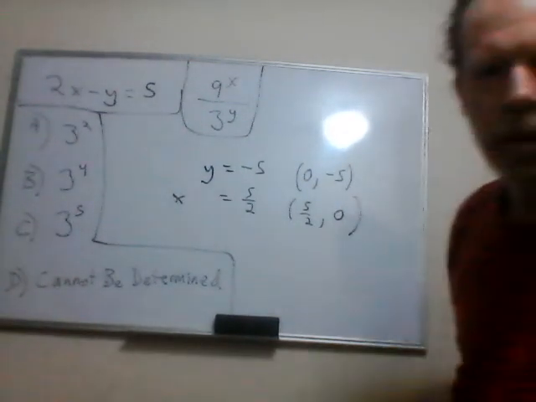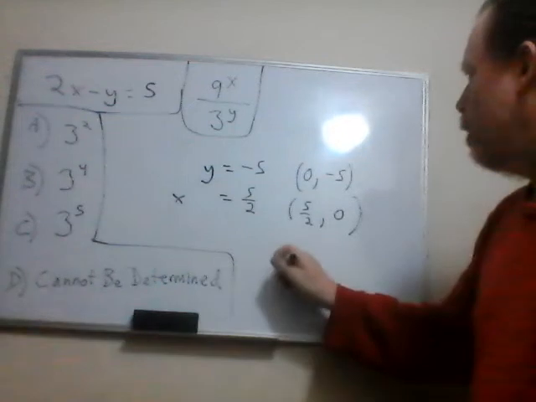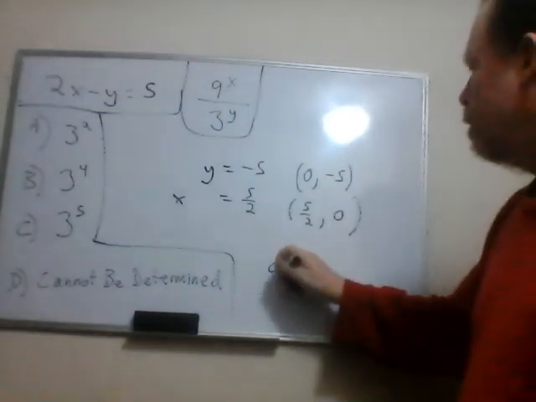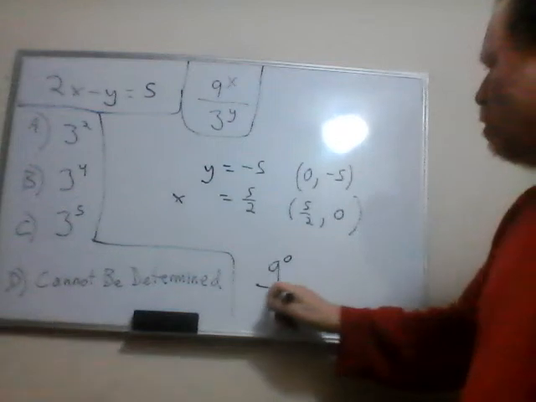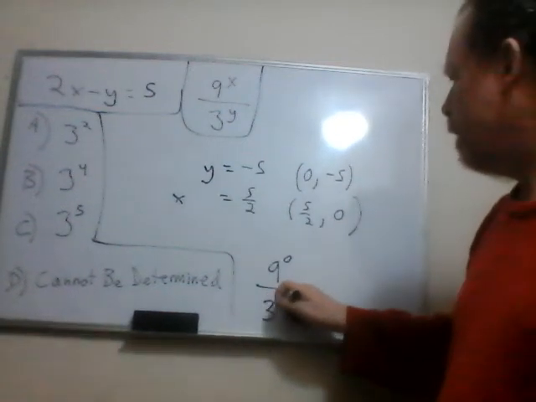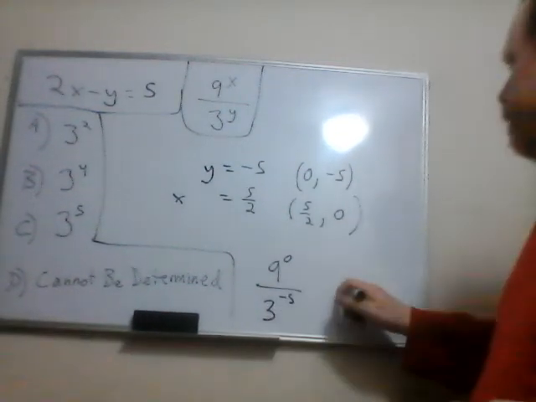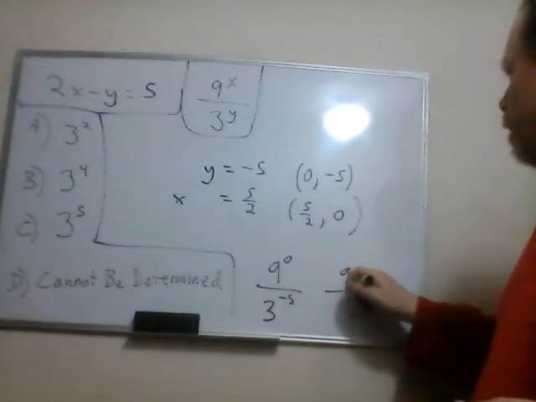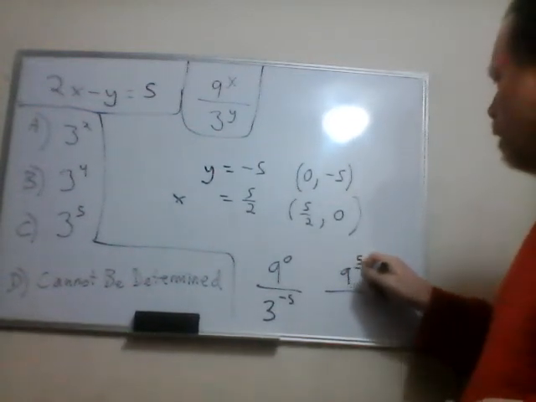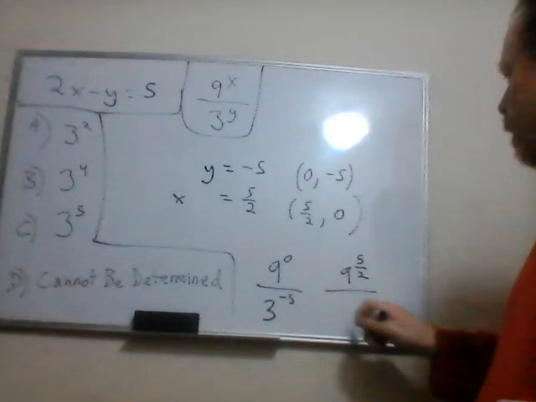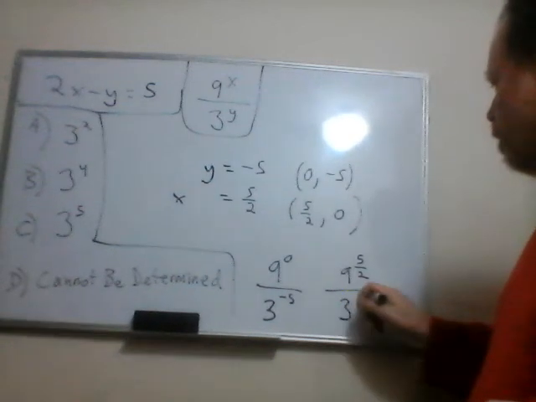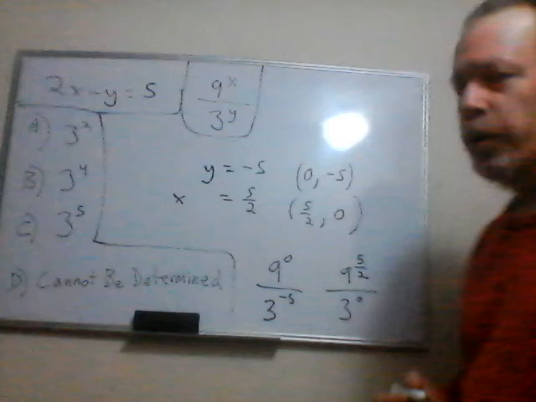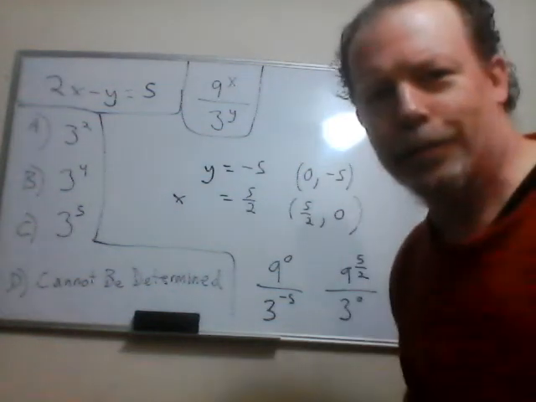I hope you can, yeah, I guess you can see this now. So 9 to the 0 over 3 to the minus 5. Okay? And this one is 9 to the 5 over 2, and this one is 3 to the 0. Okay. You could play with these a bit, but you're going to discover they're the same.